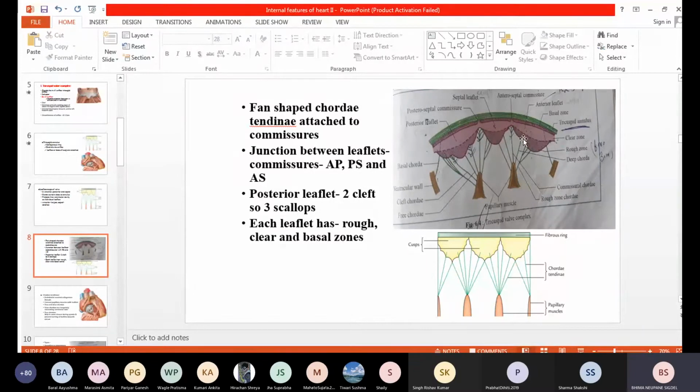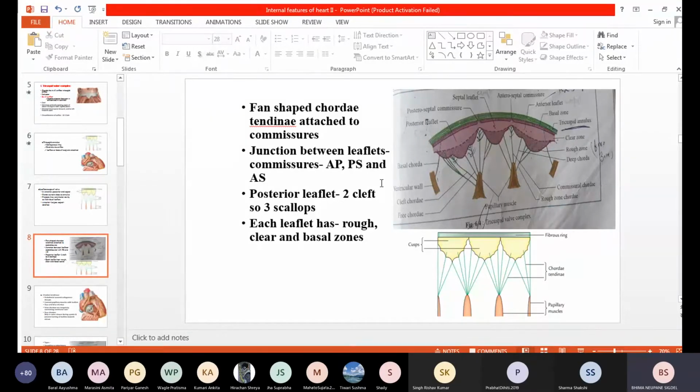Now, we have mentioned the anterior cusp or leaflet, the septal and the posterior leaflet. In the anterior leaflet, you can see only one cleft. In the posterior you can see three scallops, 1, 2, 3. The posterior leaflet has two clefts and three scallops, whereas the anterior has only one cleft and two scallops. The septal doesn't have any.